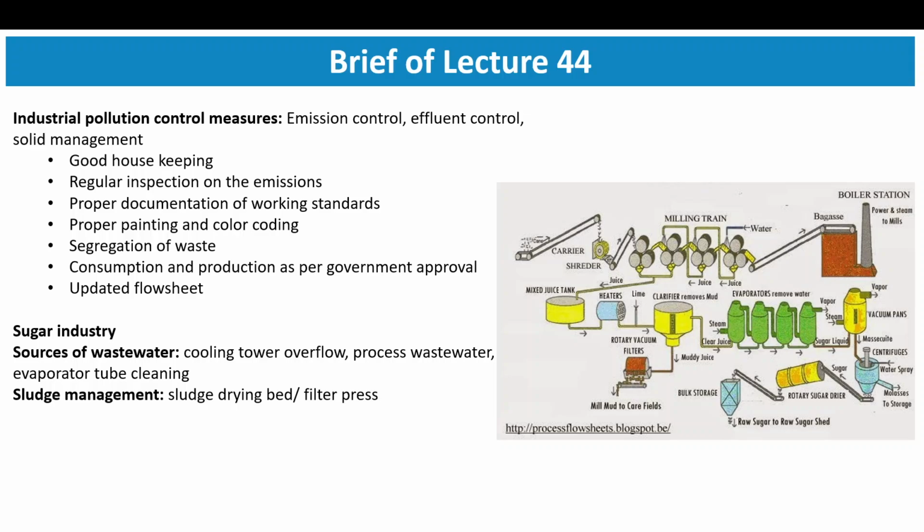So, first, let's start with general measures which are set for any industrial pollution control. Each industry should follow all types of control measures, which include emission control, pertaining to air pollution, effluent control, and solid waste management. For that, you need good housekeeping and regular inspection of the emissions, such as any leakages or the parameters of the emissions from the stack and so on.